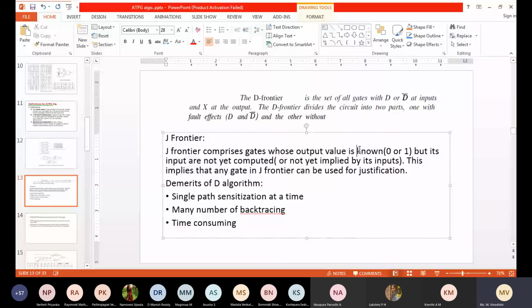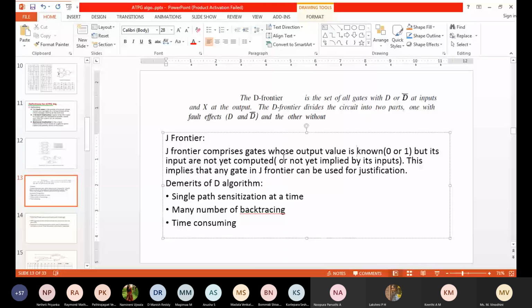Remember J frontier and forward and backward implication as definitions for the exam. But J frontier and D frontier are what we are going to use in the PODEM algorithm. Any gate is said to be a J frontier gate if the output is known and the input you need to identify. Please remember this while solving problems, I will ask you many times. J frontier means output is known, input is not known. D frontier means input is known, output is not known.